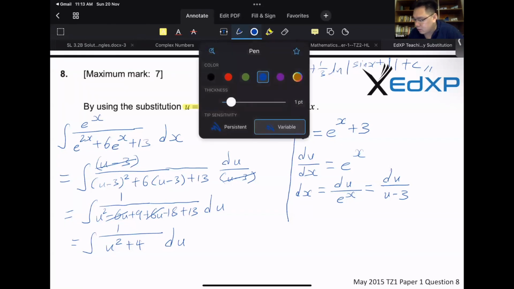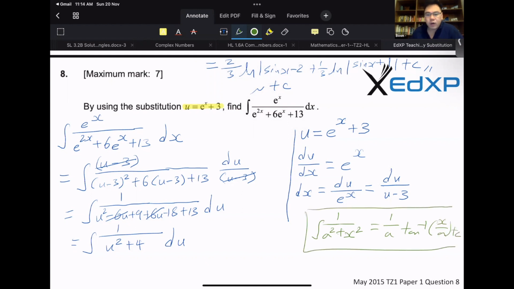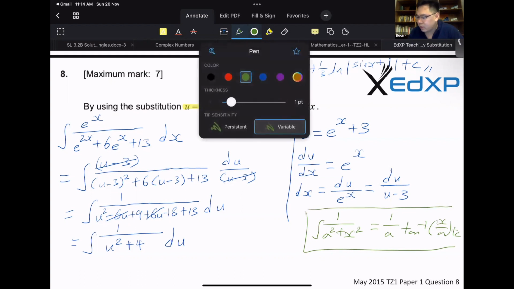In particular, the integral of 1 over a squared plus x squared. So this is in your formula sheet. It gives me 1 over a arc tangent x over a plus c. So this formula, there are 2 more, one for arc sine and one for arc cos. So please know them well.